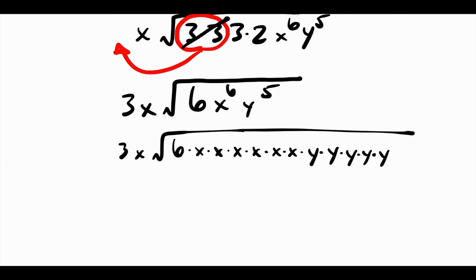Same thing we did with the numbers. Circle them. Yep, pairs. I got a pair of x's here, a pair of x's here, and a pair of x's here. I got a pair of y's, a pair of y's, and then I have one y left over.